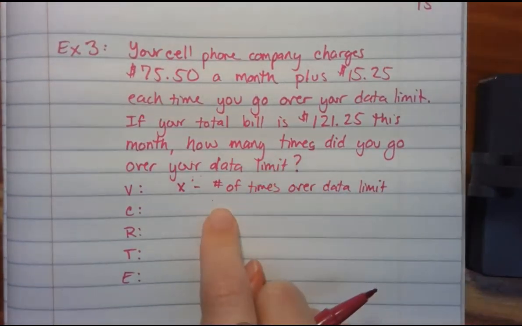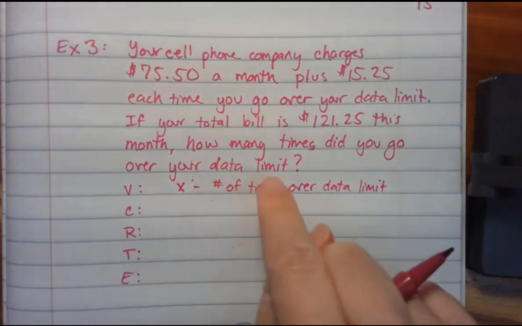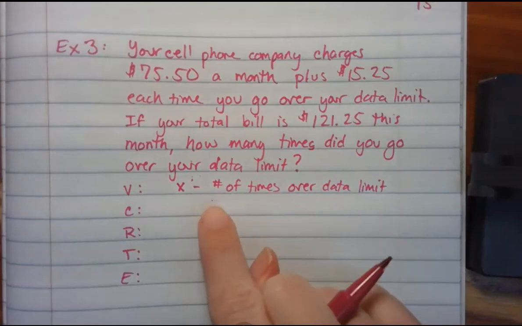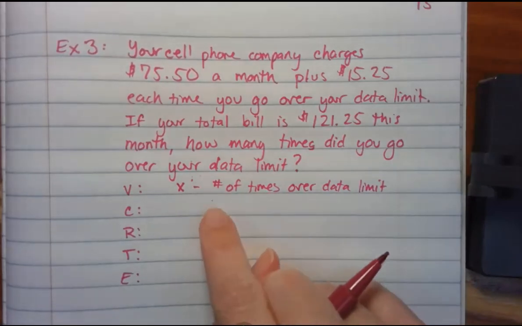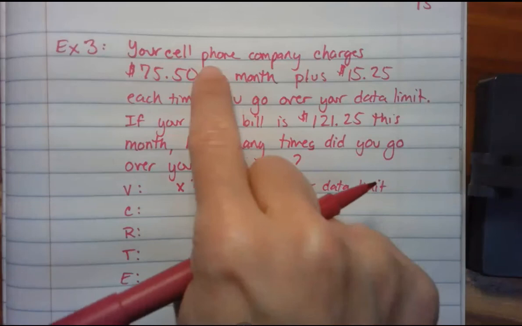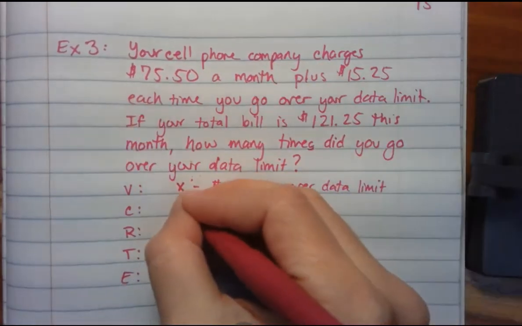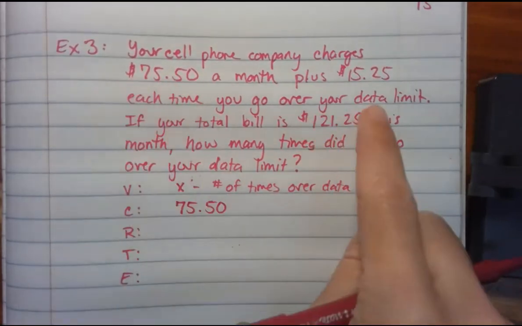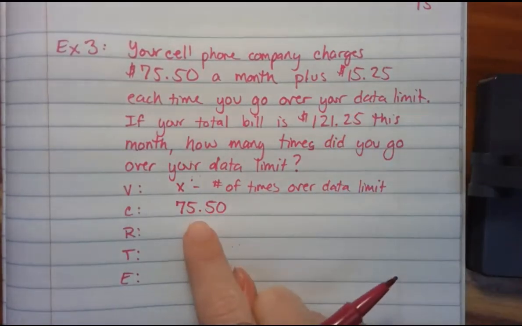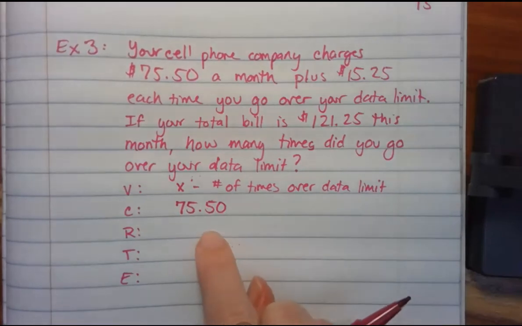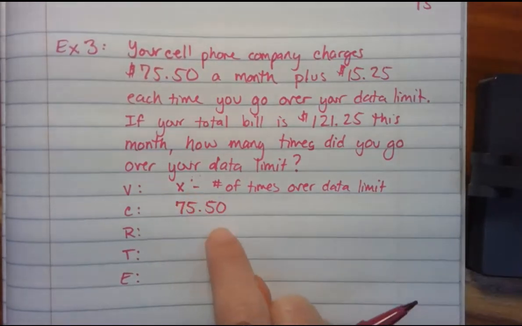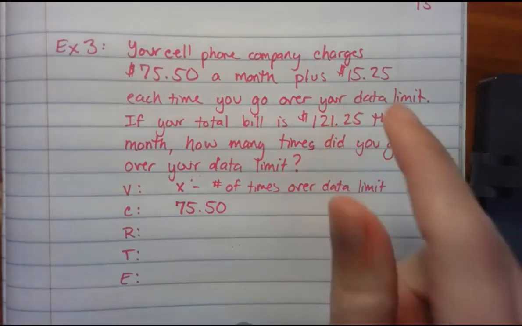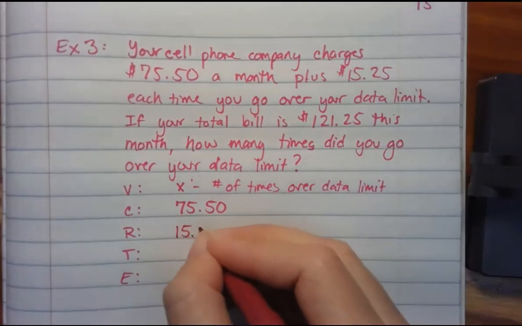My constant is the number that is not going to change no matter how many times I go over my data limit. The constant does not change depending on the variable. So what is it that will not change no matter how many times I go over my data? Well, it's that my cell phone company is going to charge me $75.50 every month, right? That value will not change no matter how many times I go over my data limit. So that's my constant. The rate, of course, is the thing that you're going to multiply by the variable. So the rate is, well, if I go over my data limit this many times, how much are they going to charge me? So the rate is $15.25.